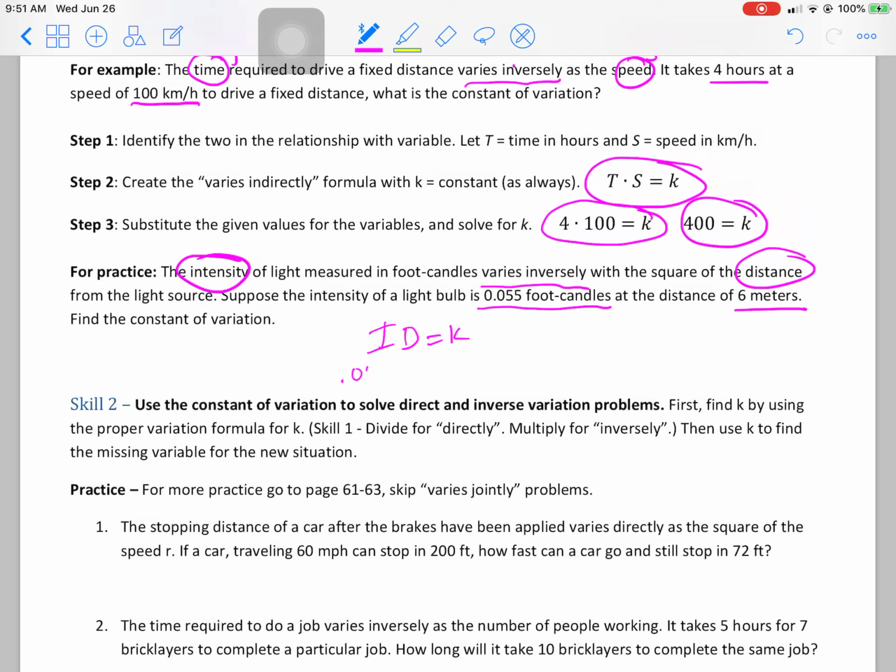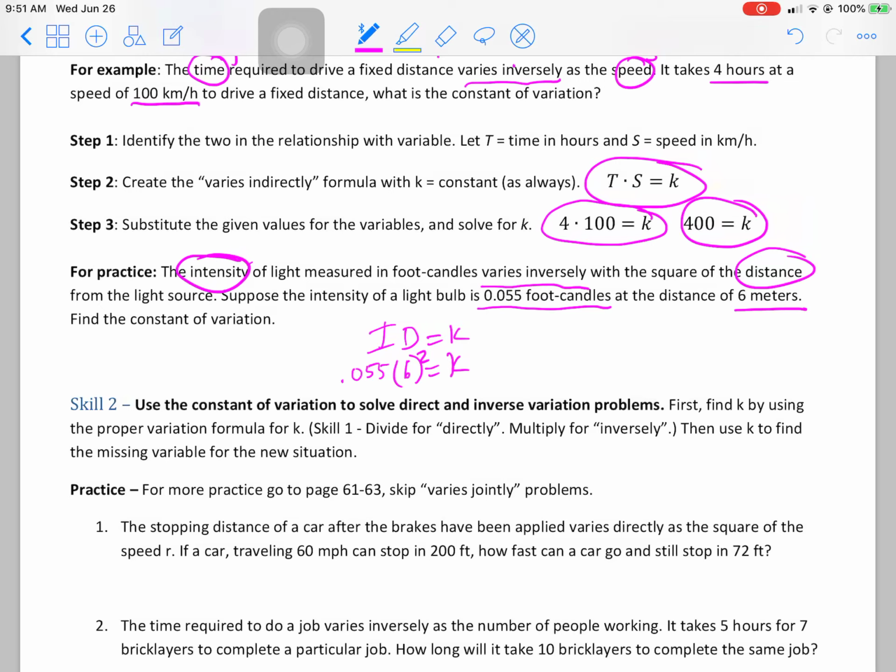Wait, that's too many. Sorry. I got interrupted and I can't get back to it here. 6 equals K. And let me check my key or get my calculator out for this one. All right, let's double check because I'm messing up here.